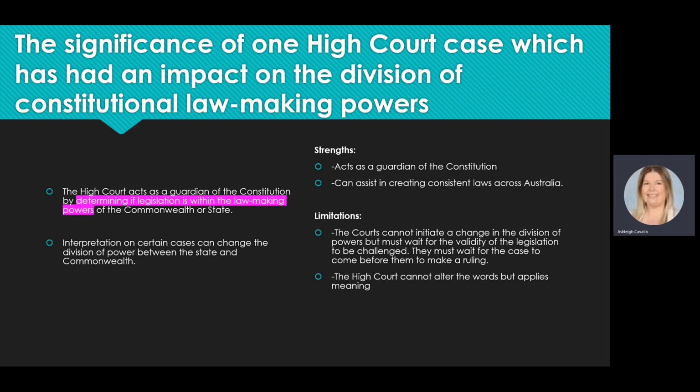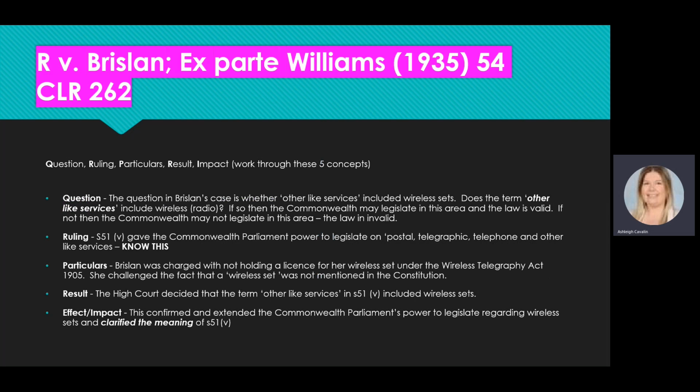The case that you would align this with is the R v Brislan case. And again, you want to try to work through the 5 concepts: what is the question, the ruling, the particulars, result, and the impact. So the question in Brislan's case is whether the term other like services included wireless radio sets or a radio. Was this a radio or not? Because Brislan had been given a fine for possessing a wireless radio without a registered permit.